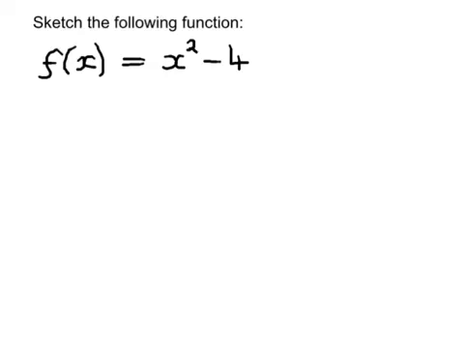Okay, so we've been asked to sketch the following function, f of x is equal to x squared minus 4. And the first thing that we should note, by just looking at the rule, the x squared minus 4, is that from that x squared we can pick up that the variable x is to a power of 2, so we're looking at a parabola here.